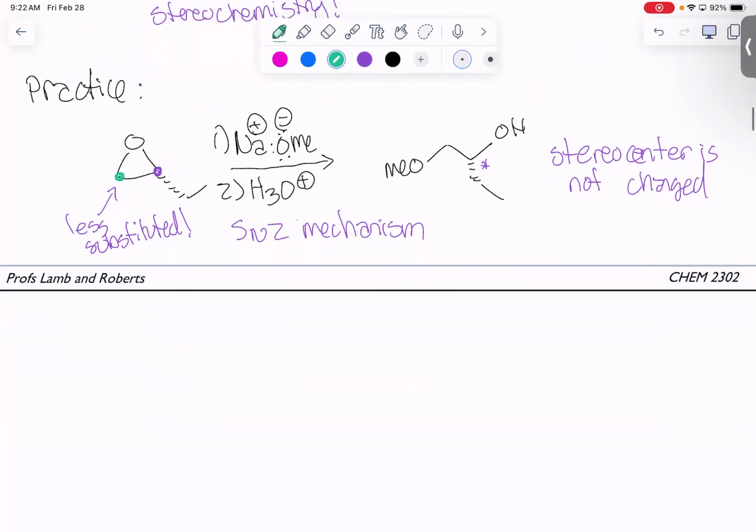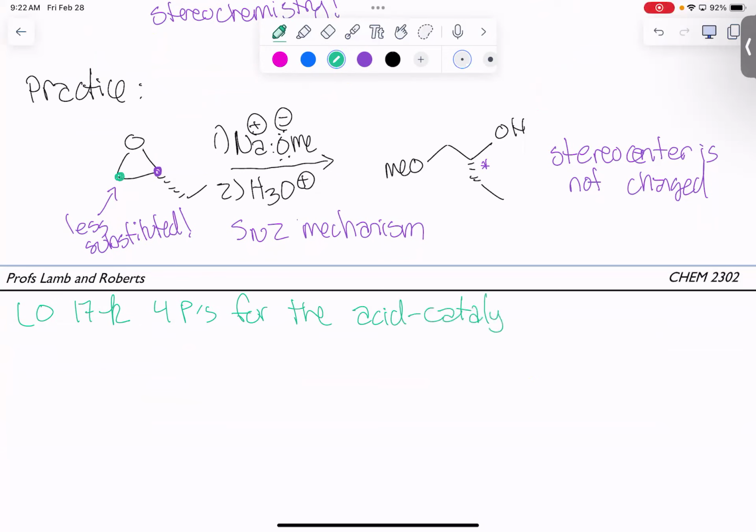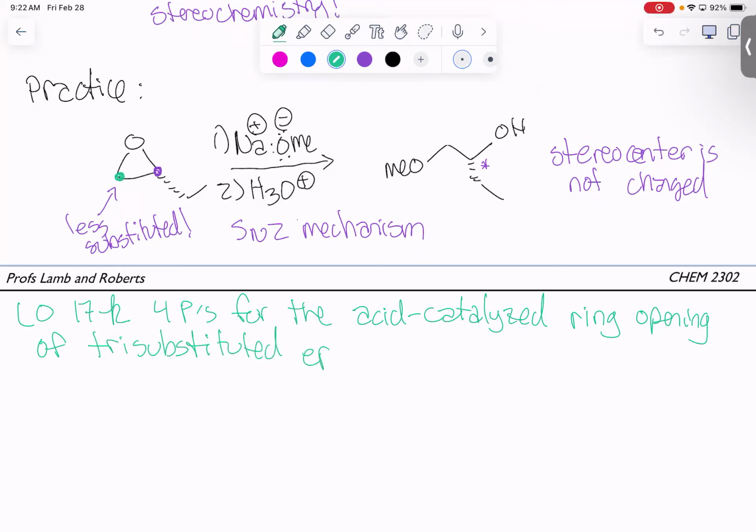So that's our next learning objective. It's going to be learning objective 17K. And this is the 4 P's for the acid catalyzed. So remember before we had strong nucleophiles that were deprotonated. Now we're introducing acid into the reactions. We're not dealing with that. So this is the acid catalyzed ring opening of tri-substituted epoxides.